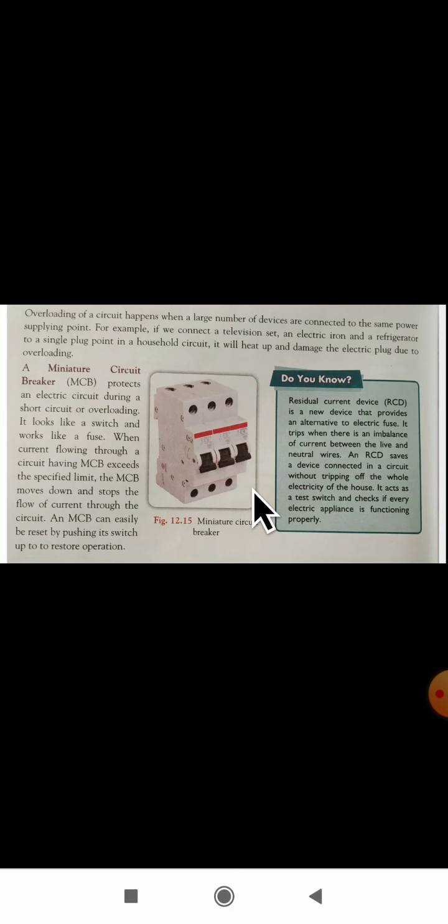When the current flowing through an electric circuit having an MCB exceeds a specified limit, the MCB moves down and stops the flow of current through the circuit. It works automatically. When more current flows and overloading happens, it automatically stops. An MCB can easily be reset by pushing its switch up to restore operation. It is one of the protectors; when overloaded current passes, it stops automatically.